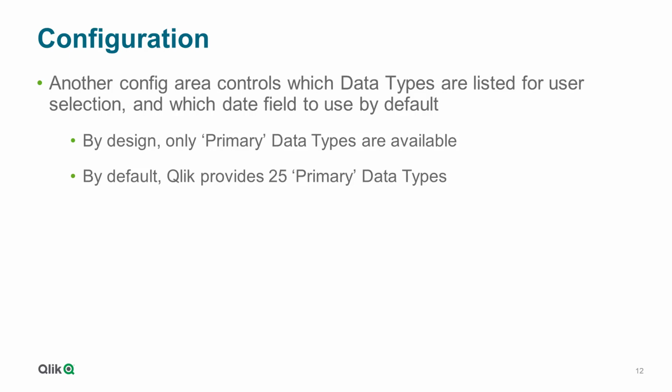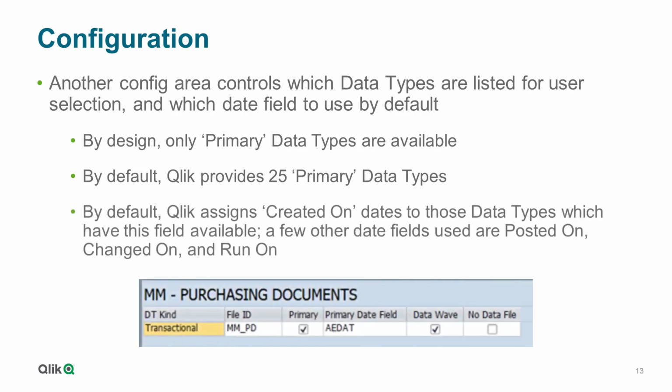And it's worth mentioning that Qlik provides around 25 primary data types by default, and that customers can make additional changes in this area as needed. With respect to the default date, Qlik assigns the Created on Date field if it exists on the respective table. If not, other date fields like Posted on, Changed on, and Run on are used instead.